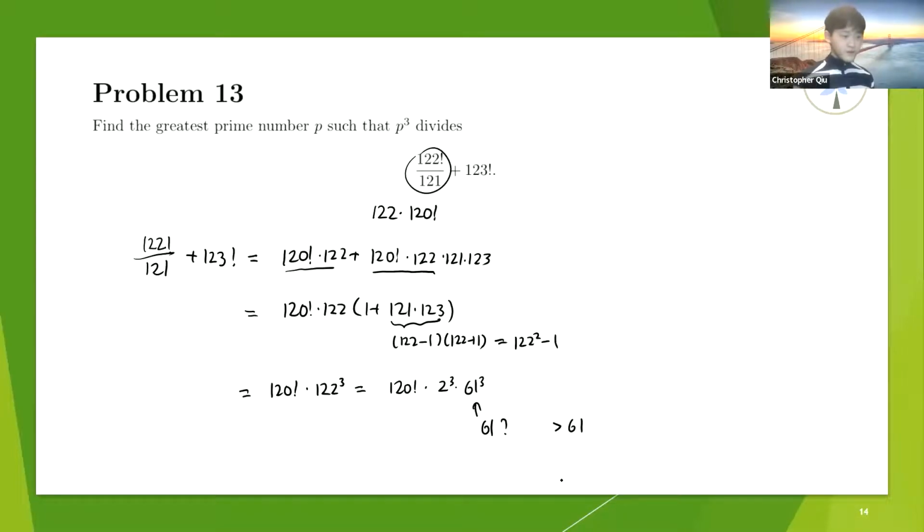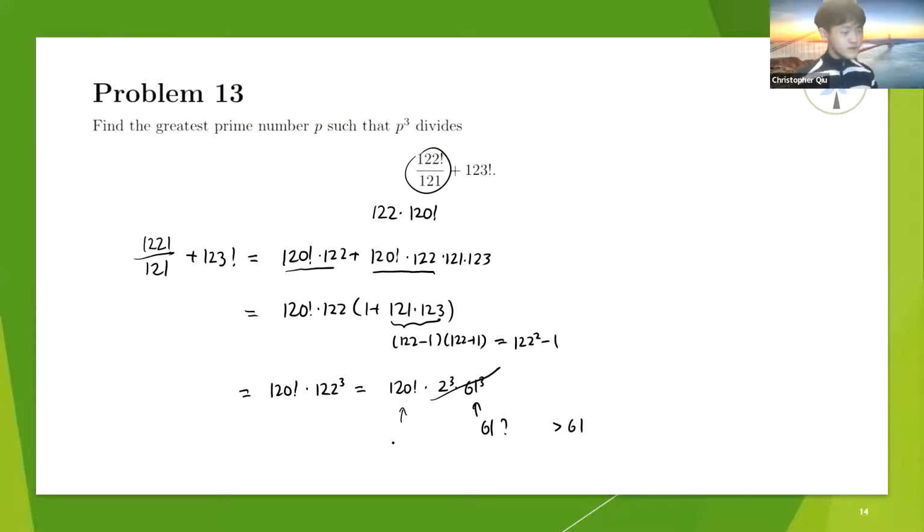All right, so now what we have left to do is to check if there are any primes greater than 61 that appear 3 times inside this number. And we notice that if there is a prime greater than 61 that appears in this number 3 times, it cannot appear anywhere here, because in this part we have only factors of 2 and 61. So we cannot have any factors of any prime greater than 61. All prime factors that are greater than 61 must appear in this term, in this factor of our number.